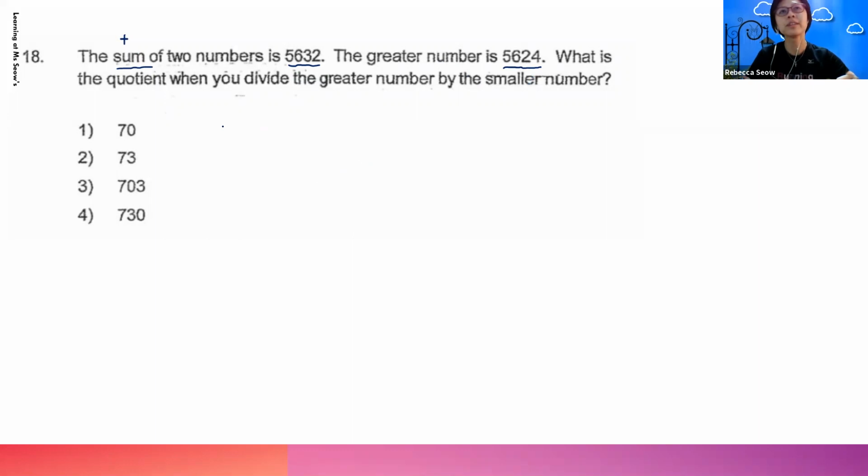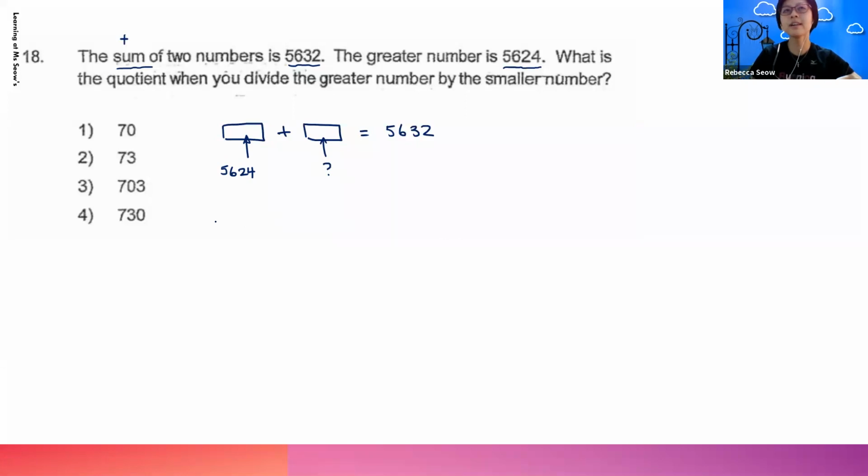Just based on these two sentences, we could actually find out some information that we don't have. So we know that there is a sum of two numbers. So something plus something, and that gives you 5,632. And since the second statement says that the greater number is 5,624, let's just put it over here. So this refers to 5,624.